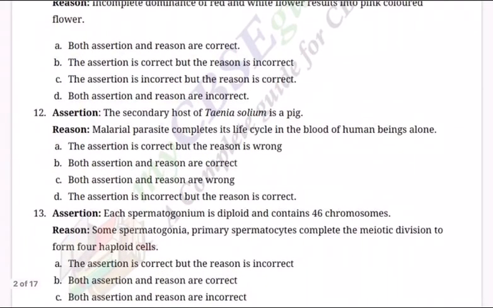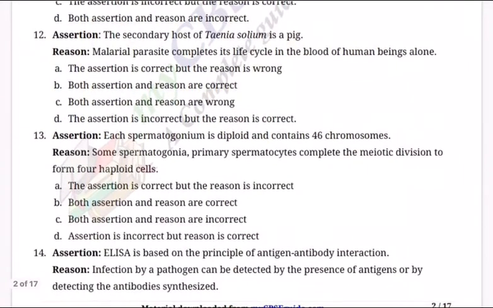Question number 12. Assertion: The secondary host of Taenia solium is a pig. Reason: Malarial parasite completes its life cycle in the blood of human beings alone. A. Assertion is correct but reason is wrong. B. Both assertion and reason are correct. C. Both assertion and reason are wrong. D. Assertion is incorrect but reason is correct.